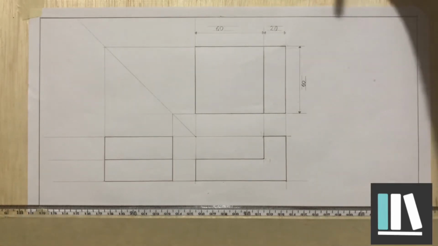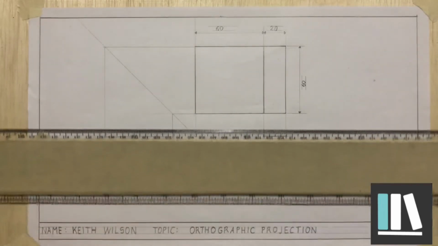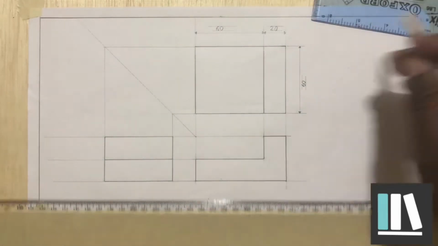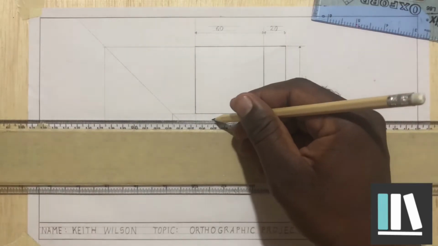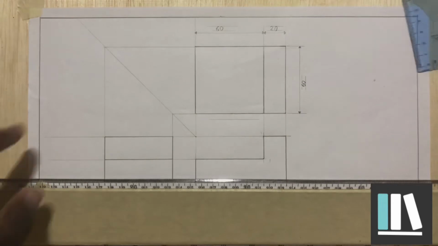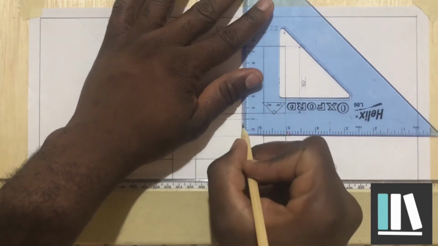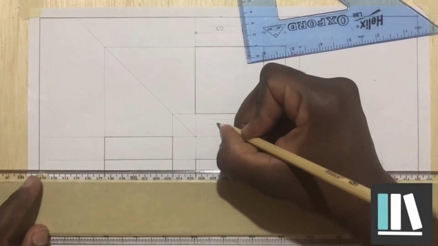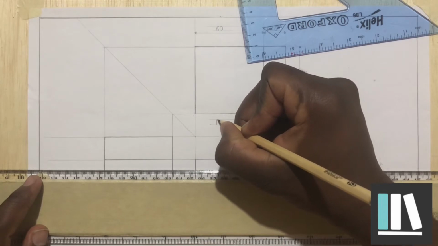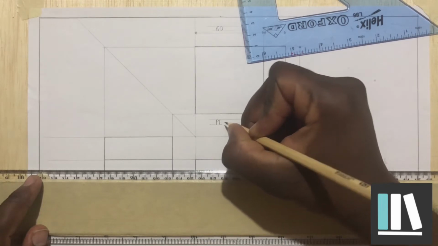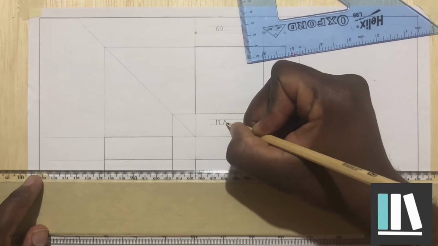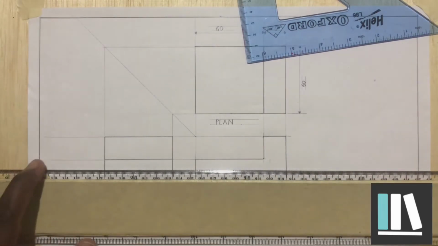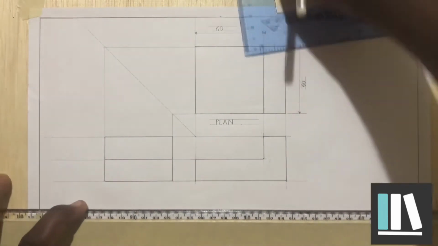Now, before we go any further, it's always good to label our drawing. So I'm going to draw a line under the drawing, and this time I'm going to measure 5 millimeters so that the labeling is bigger. And I'm going to write plan. Now, once you have an orthographic symbol, it is going to be obvious which view is which. Now let's go to the front view.